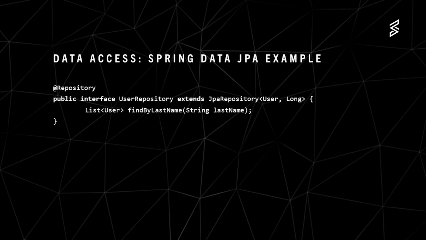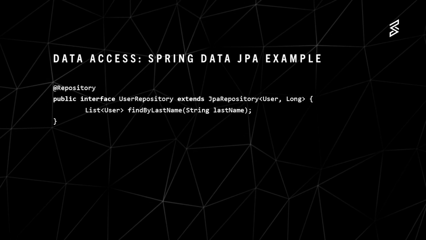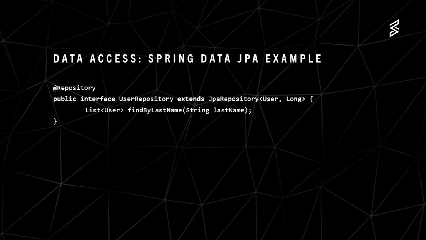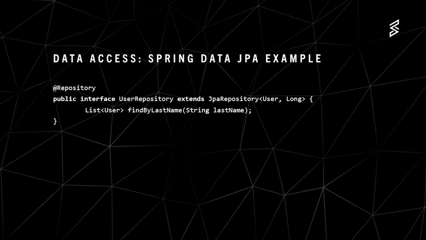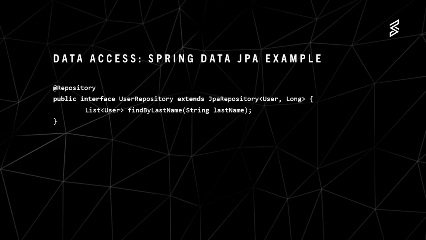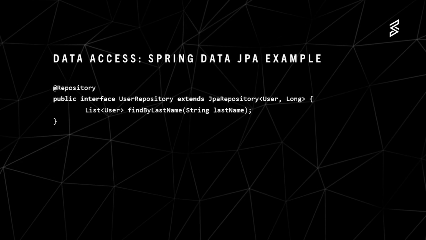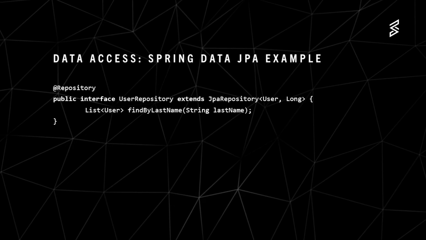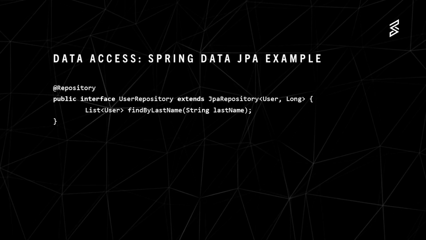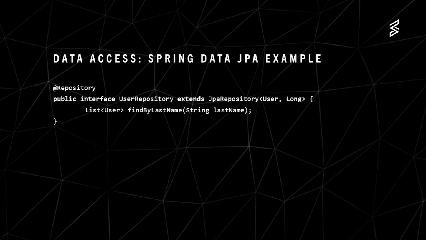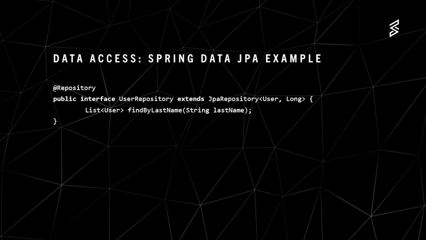This UserRepository interface extends JpaRepository, which already provides methods like save, findAll, and delete. You can also define custom queries by just naming the method like findByLastName. Behind the scenes, Spring will generate the query automatically based on the method name. This allows us to interact with a database without writing SQL or boilerplate JDBC code.